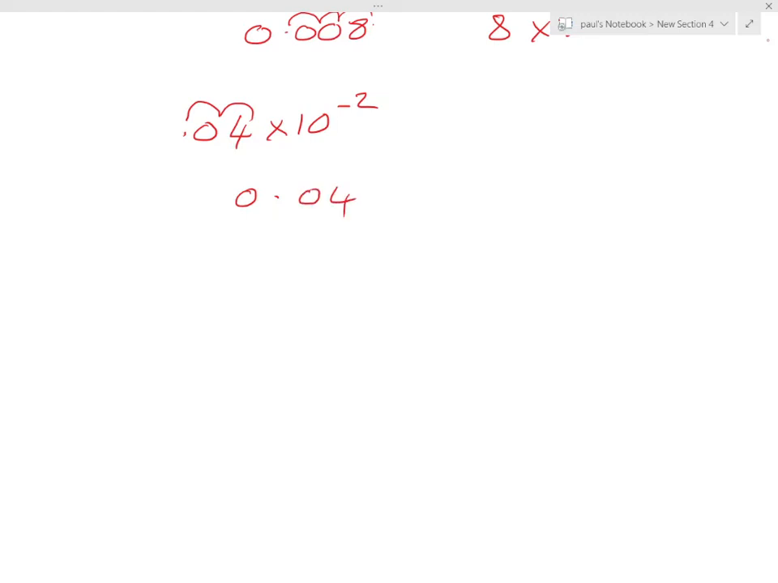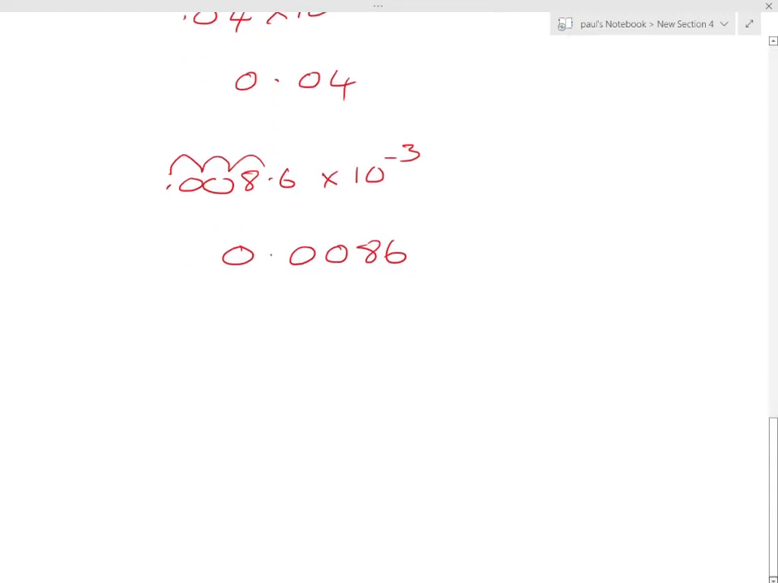And let's do 8.6 times 10 to the minus 3. Go from the point in the 8.6 and go 1, 2, 3, and the new one will be there. So it will be 0.0086. So standard form, ordinary numbers, backwards and forwards.